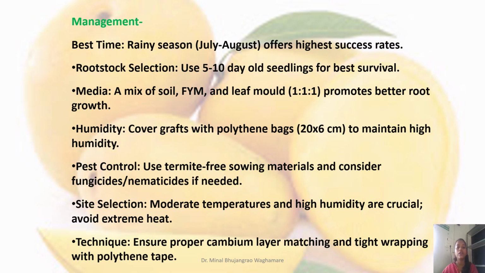Proper media: if we use only excess drying manure or FYM, it leads to the drying of the grafting and leads to the death of the stone. So a proper mixture of soil, FYM, and leaf mold promotes better root growth. So proper media is necessary. We can also use coco peat during grafting, because coco peat absorbs moisture and reduces the drying of the media.